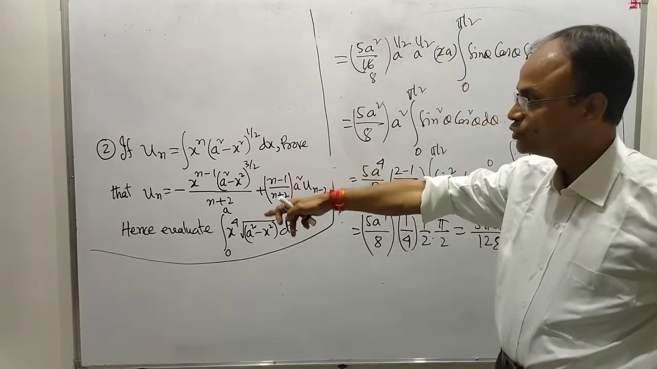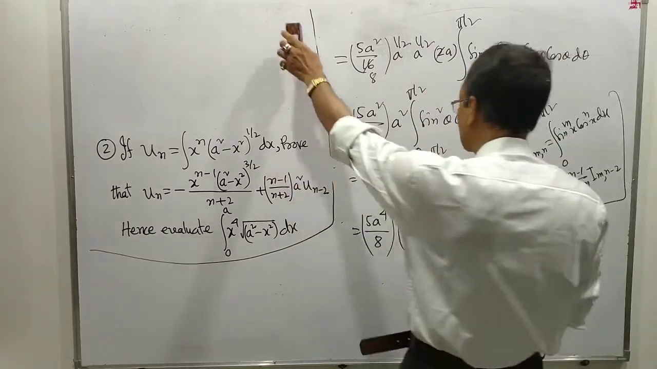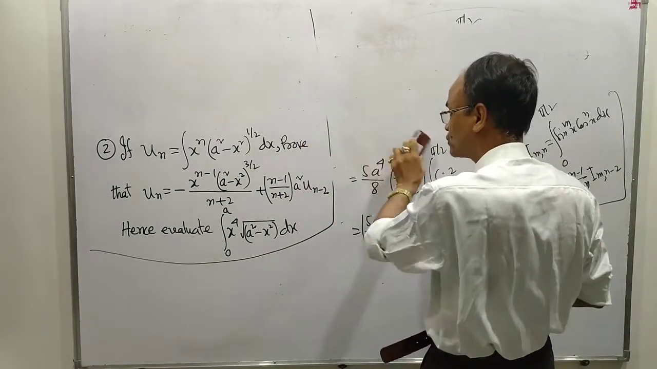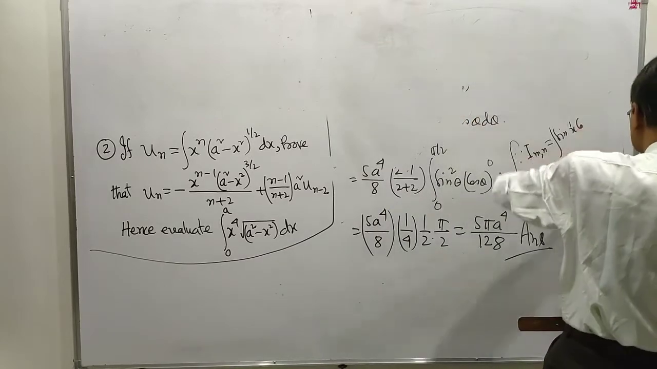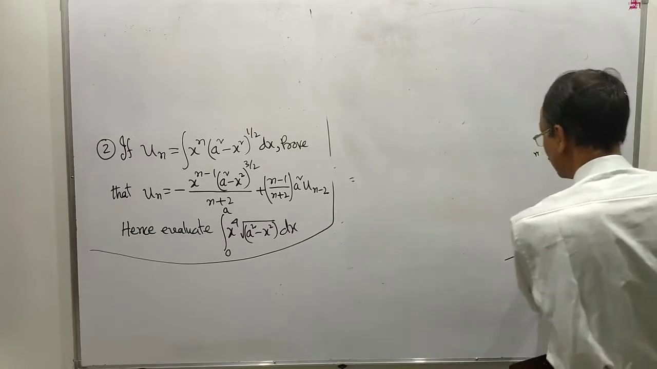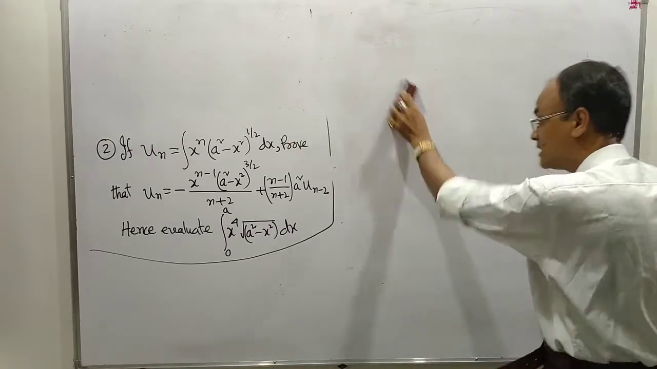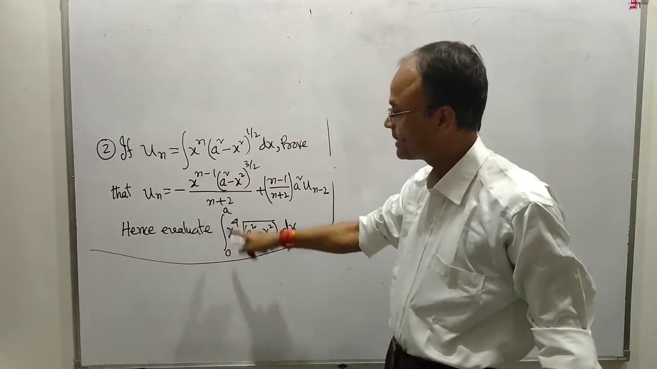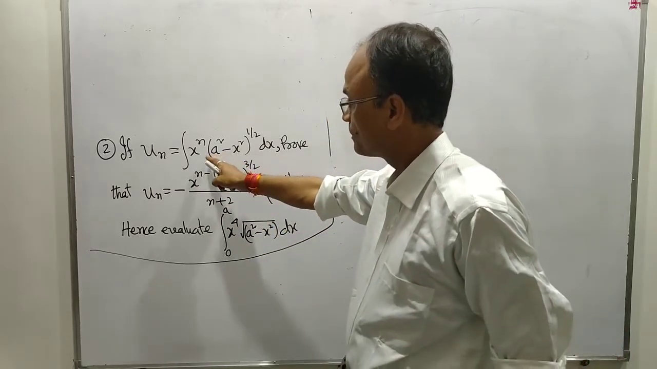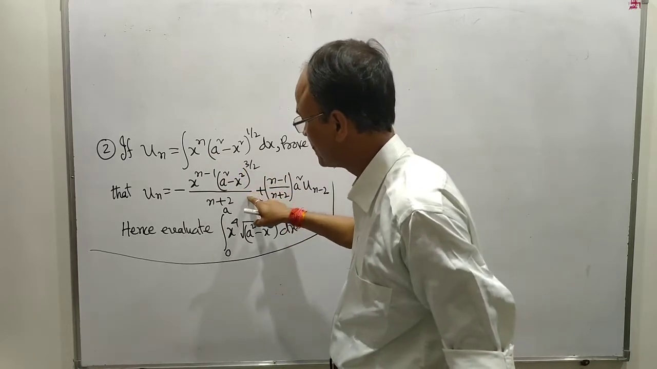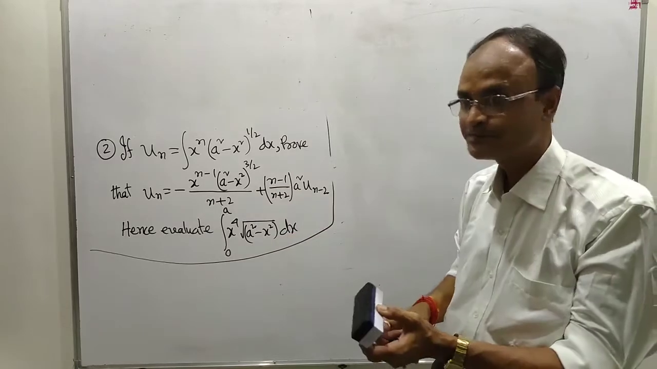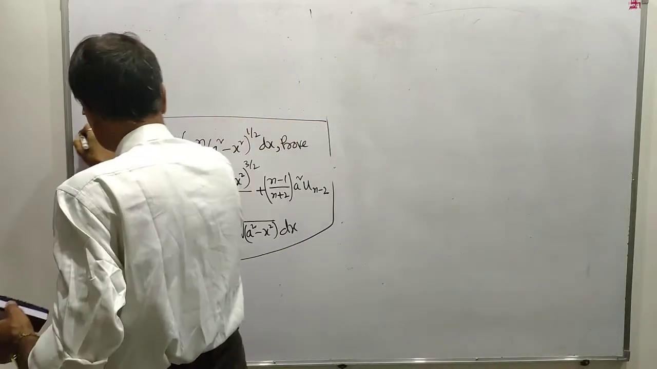Now I am going to solve question number 2. In question number 2 also, there are 2 parts. One part is this and the other part is this. Same type of question. One part is this, we have to find the reduction formula, then we will apply this to evaluate this one.